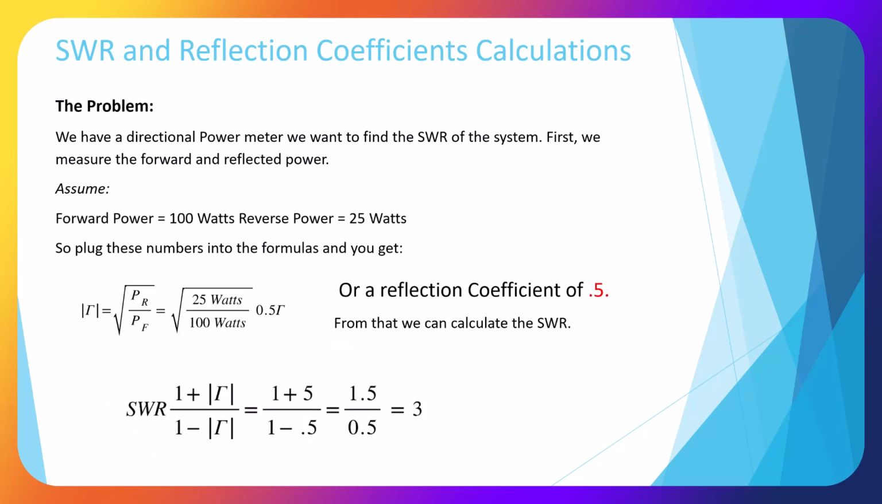Okay, so our problem here is we have a directional power meter and we want to find the SWR of the system. First we measure the forward and reflected power, and we assume the forward power is 100 watts and reverse power equals 25. So we plug the numbers into our formulas and we get 0.5 rho. So we have a reflection coefficient of 0.5. From there we can calculate the SWR by putting it into our formula, and we come up with an SWR of 3.